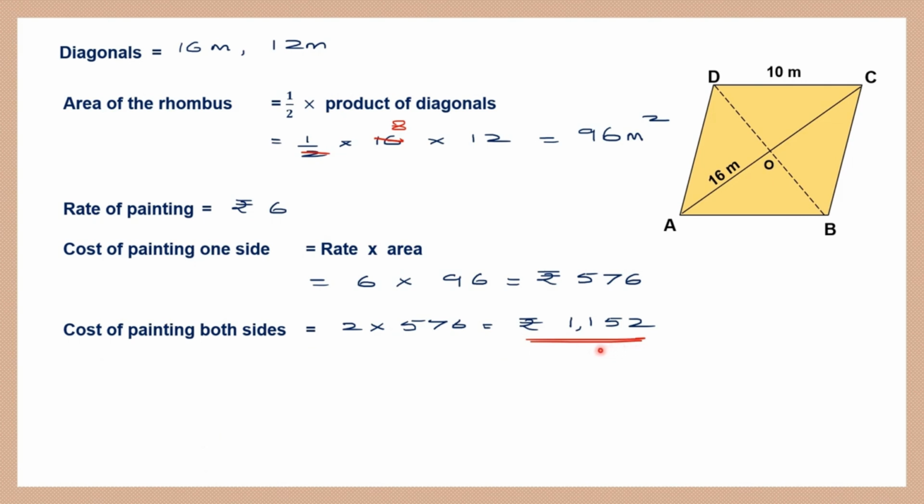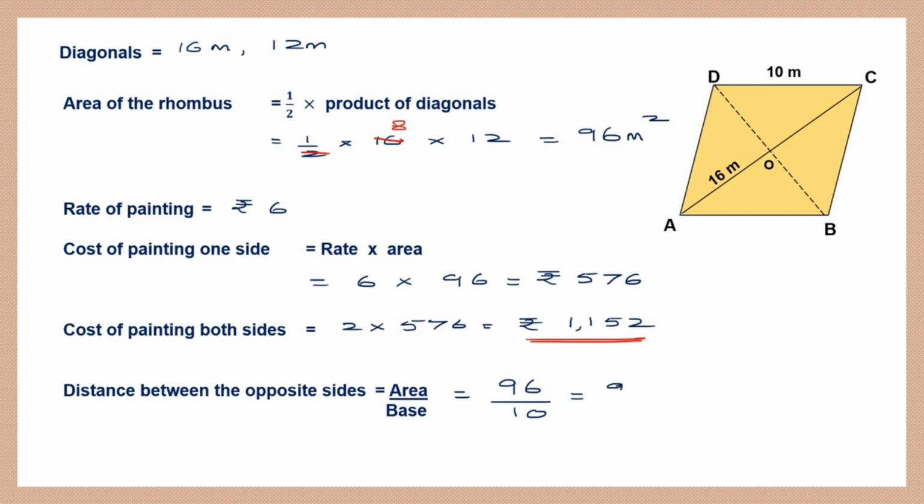We were also asked to find the distance between the opposite sides of this rhombus. So this is the distance between the opposite sides of the rhombus. So let's find that. Distance will be area divided by base. So we just have to apply this formula. So area we have found out to be 96 meters square and the base is one of the sides, which is 10 meters. 96 divided by 10 is 9.6. So the distance between the opposite sides is 9.6 meters, and this is the second part of the answer.